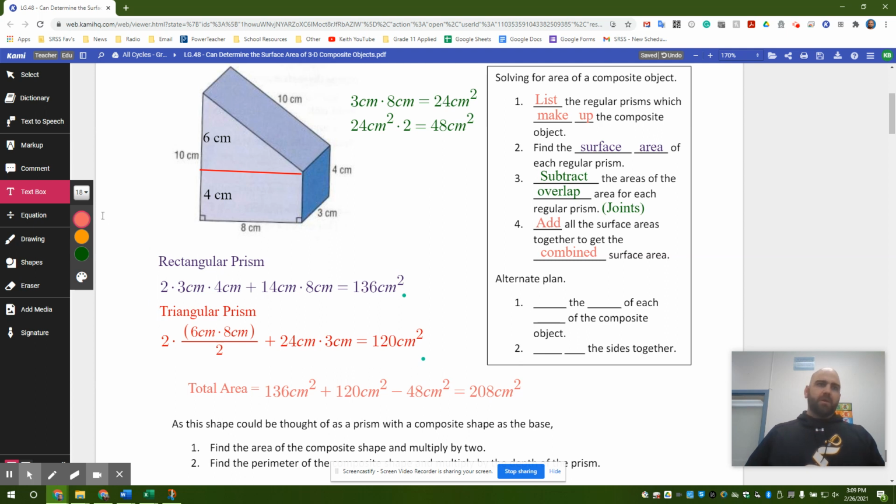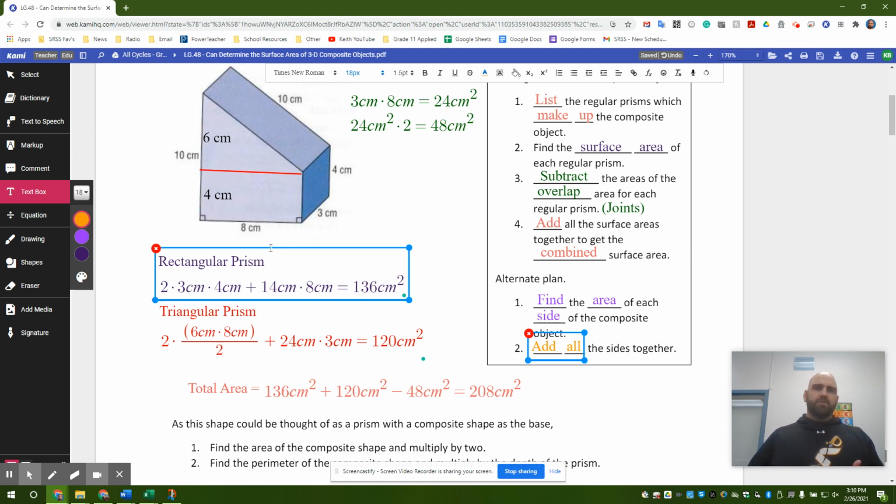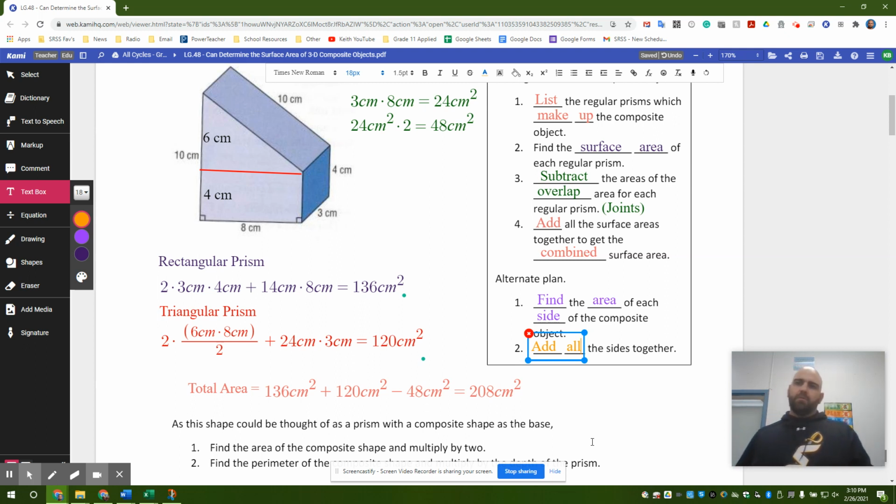Now, the alternate plan that we could do, and I'm not going to go through this, I'm just going to let you look into this and think of it on your own, is we can find the area of each side of the composite object. Once we have that, as we've done in the past, we add all the sides together and solve for it. We have this composite shape, a rectangle and triangle. We have rectangle, rectangle, rectangle on the bottom, rectangle on the side, and then we have the common triangle and rectangle on the back side. We add that all together and that will give us the total.